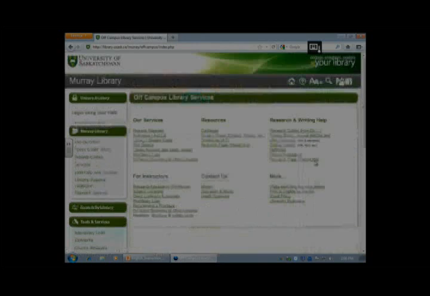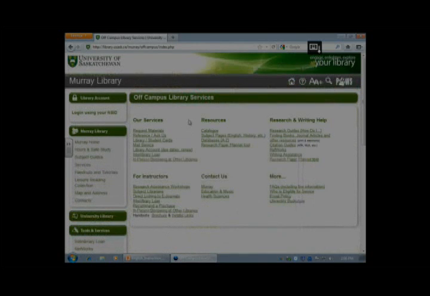And you can see here that it takes you to an off-campus library services page. You've got services for you as students, for instructors, resources that are available, contact information, research and writing help, and some frequently asked questions: who is eligible, who gets to use our off-campus services. Chances are, if you're listening to me right now, you're in, you get to use it. And there's a connection here to the university bookstore as well if you need to buy texts or anything for your classes.